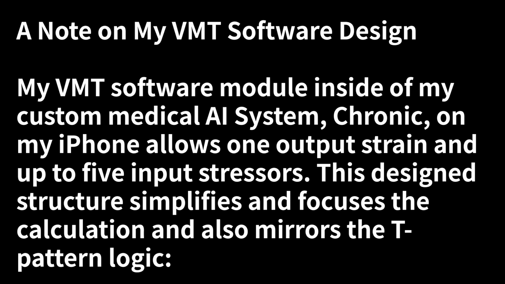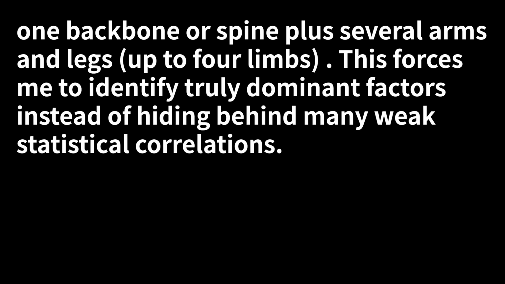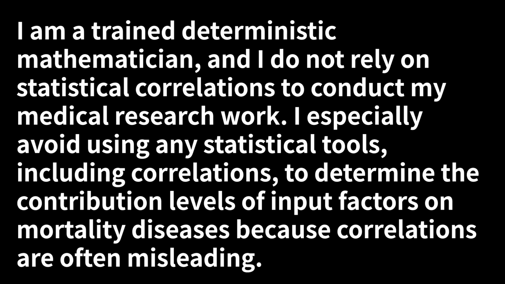My VMT software module inside of my custom medical AI system, Chronic, on my iPhone allows 1 output strain and up to 5 input stressors. This design structure simplifies and focuses the calculation, and also mirrors the T-pattern logic. 1 backbone or spine plus several arms and legs, up to 4 limbs. This forces me to identify truly dominant factors, instead of hiding behind many weak statistical correlations. I am a trained deterministic mathematician, and I do not rely on statistical correlations to conduct my medical research work. I especially avoid using any statistical tools, including correlations, to determine the contribution levels of input factors on mortality diseases, because correlations are often misleading.